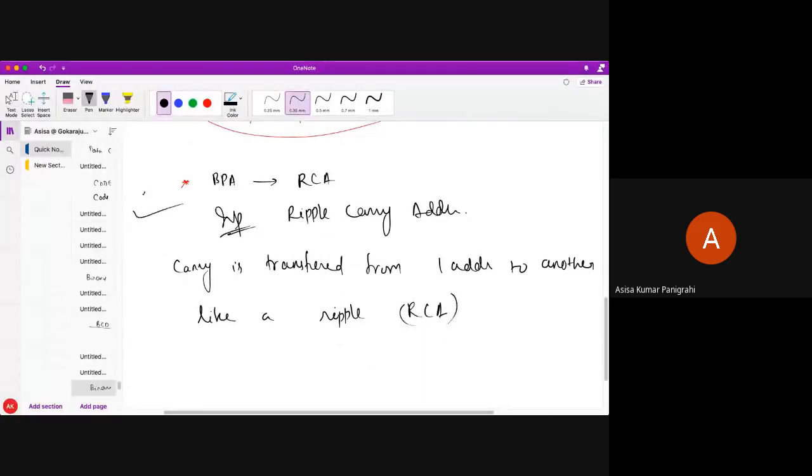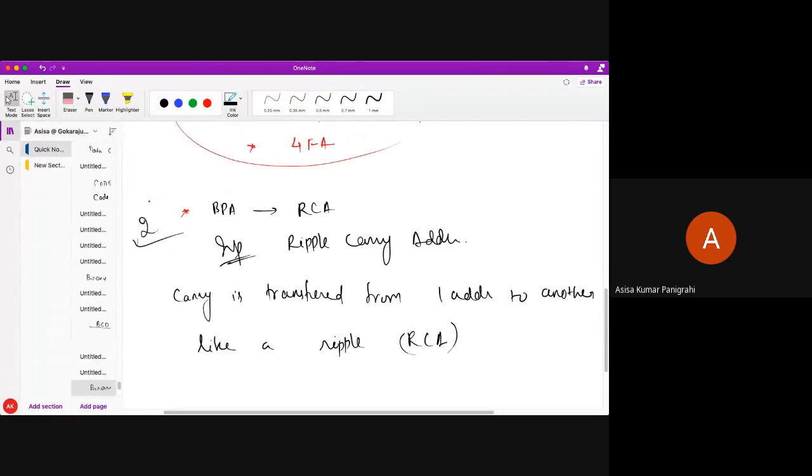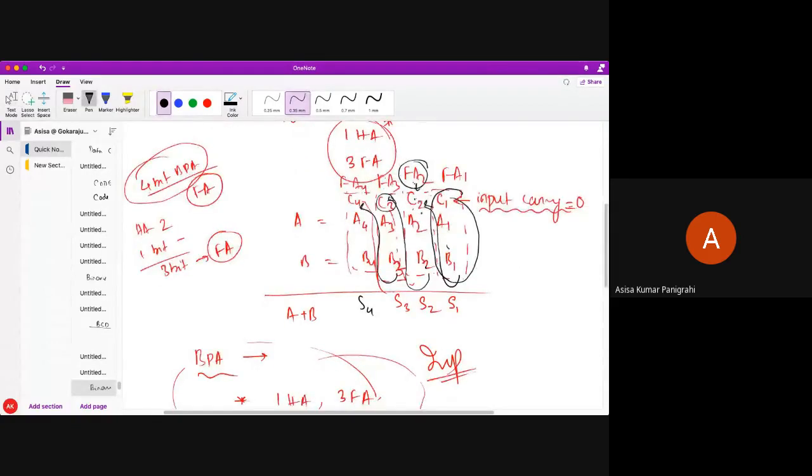A 2 mark question you can expect from this. Okay, why is BPA called RCA? Because adders are rippling the carry to the next adder bit. Here what is happening? Carry is transferred from one adder to another adder. That's why it's called a ripple carry adder.